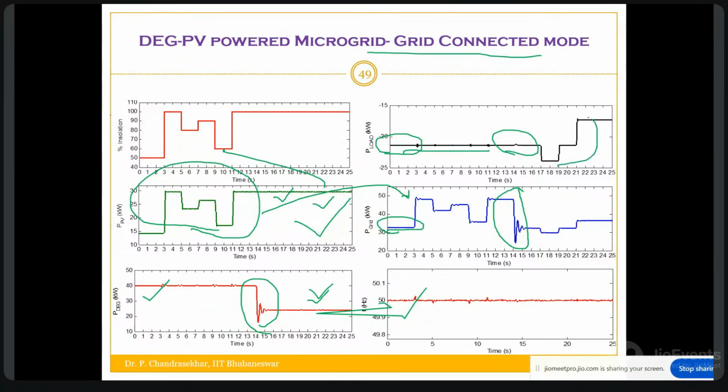But the load is varying. As the load is varying, the grid power is going to vary. For example, the load being more and more negative means the load is increasing. As the load is increasing, grid power feeding is going to decrease. If the load is less negative, meaning the load is decreasing, the grid power feeding is increasing. In this way, the power is being balanced in the microgrid, and as it is operating in the grid connected mode, the frequency is maintained constant at 50 Hz.